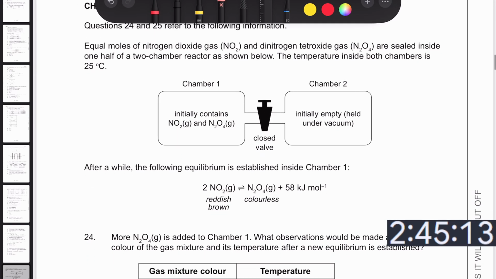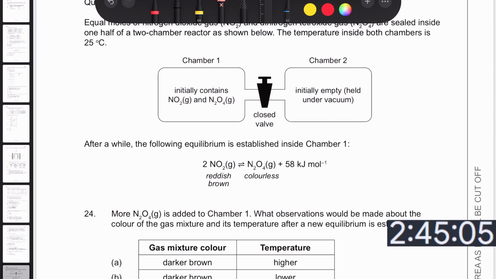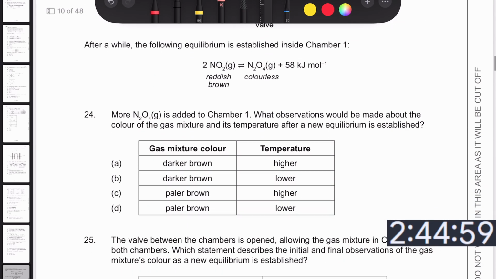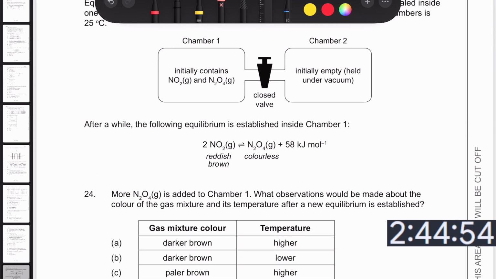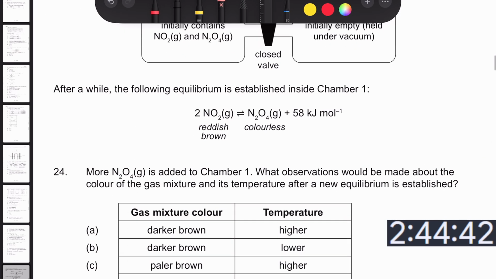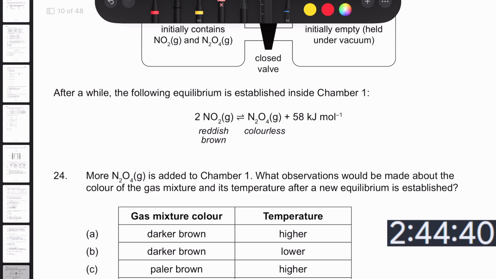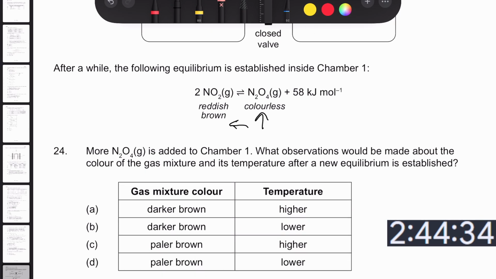Question 24 refers to the following information. Equal moles of nitrogen dioxide gas and dinitrogen tetroxide gas are sealed inside one half of a two-chamber reactor as shown below, at 25 degrees Celsius. More N2 gas is added to chamber 1. What observations will be made about the color of the gas mixture and its temperature after a new equilibrium is established? So this is going to increase. So we're going to make more reddish brown.